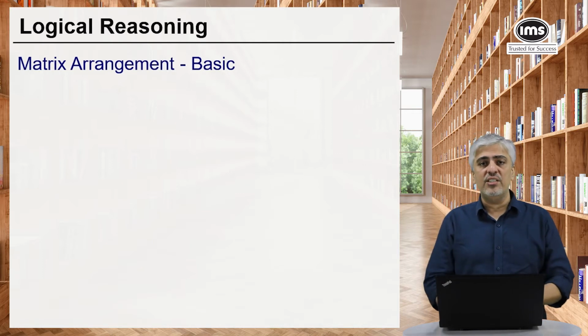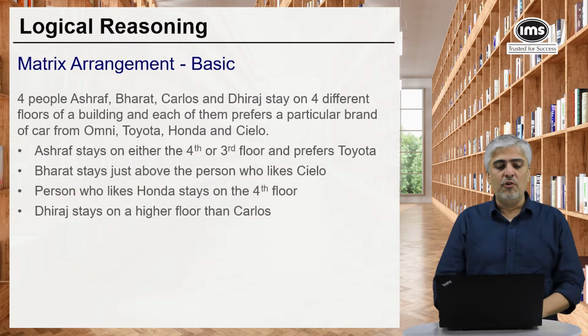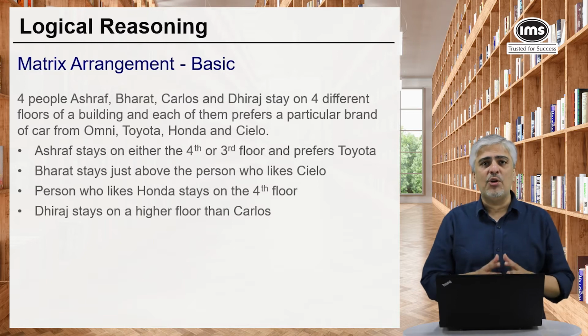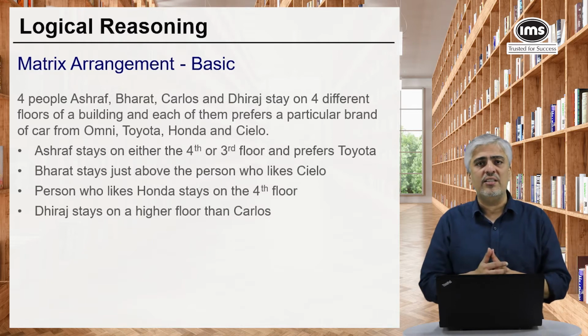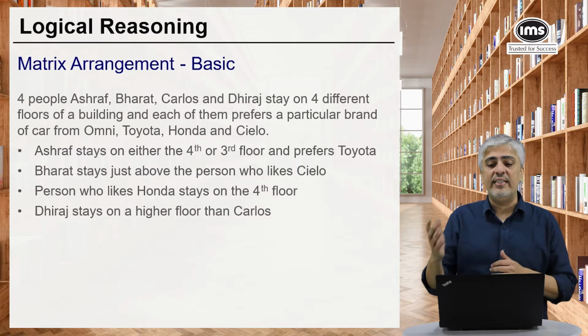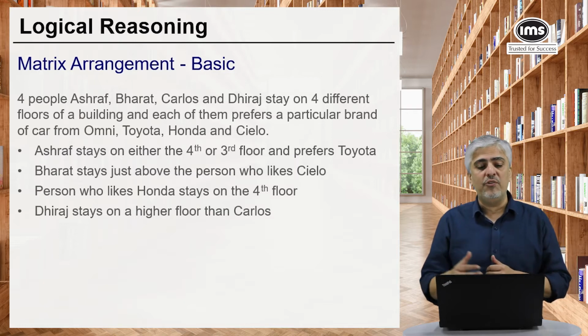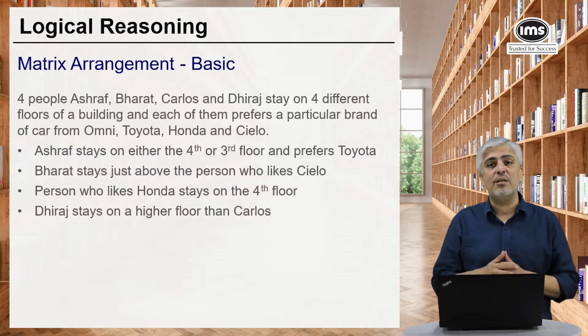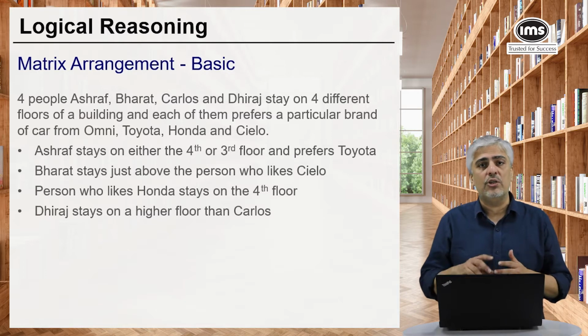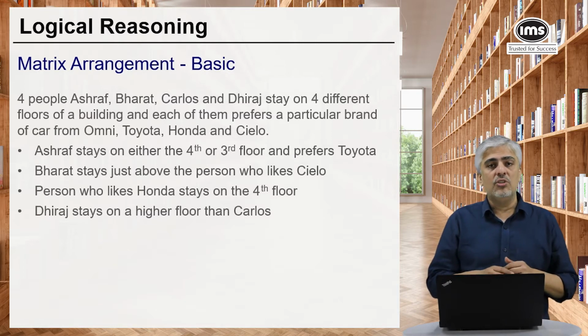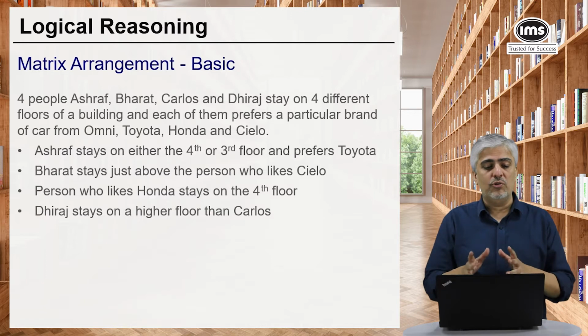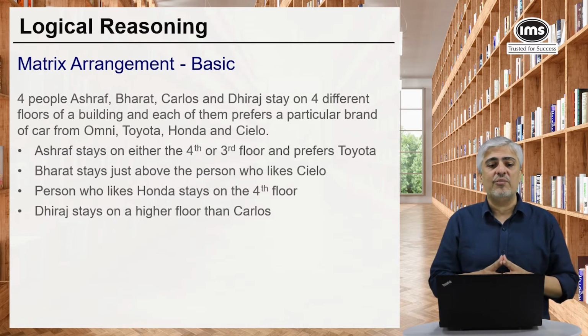So, let's see the conditions and the question. 4 people A, B, C, D. I'm not interested in the name. Ashraf, Bharat, Carlos and Dheeraj. No point wasting your time on reading the names. Stay on 4 different floors of a building and each of them prefer a particular brand of car like the Omni, Toyota, Honda and Cielo. Just concentrate on the alphabets. All the 4 alphabets are different. You can just concentrate on the alphabets.